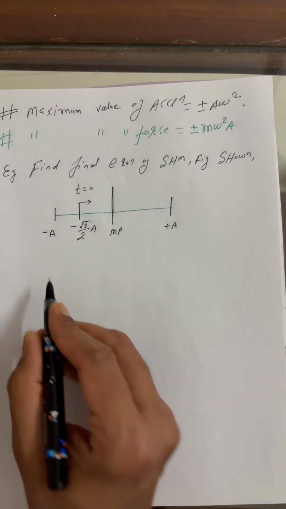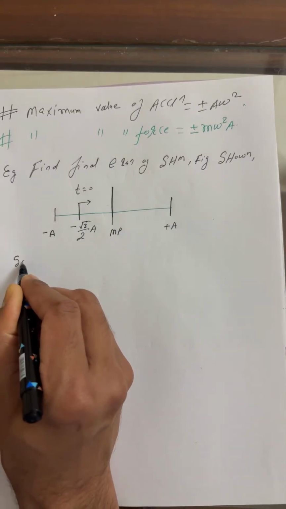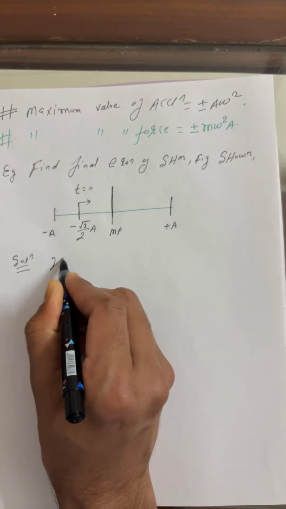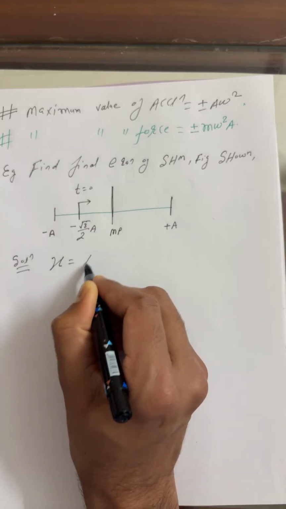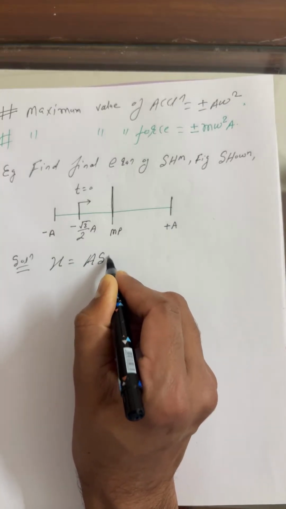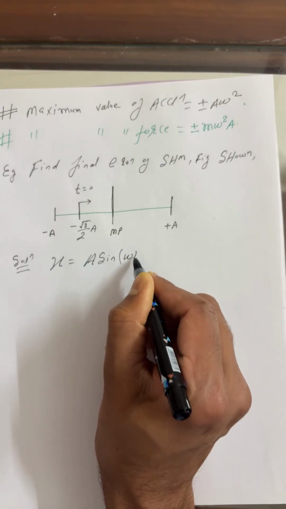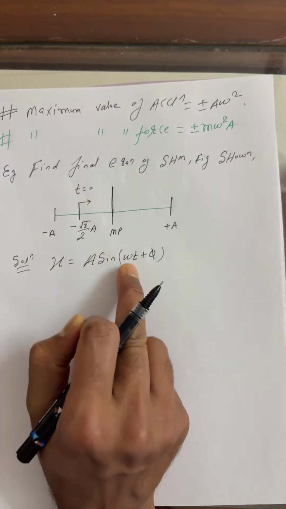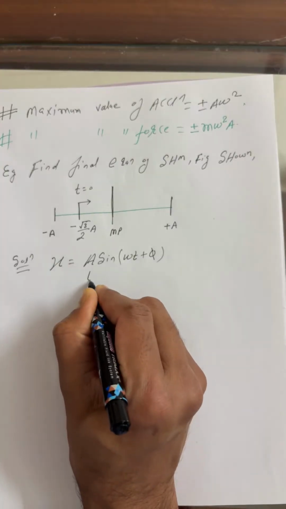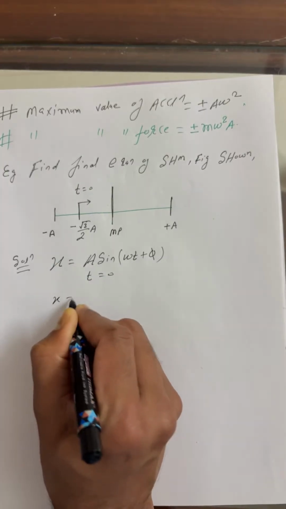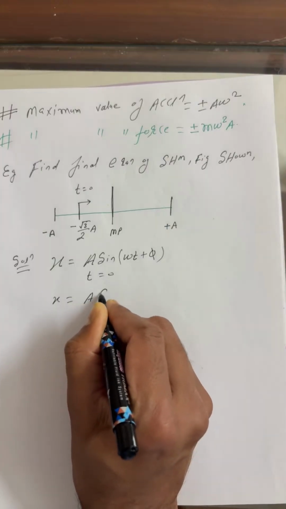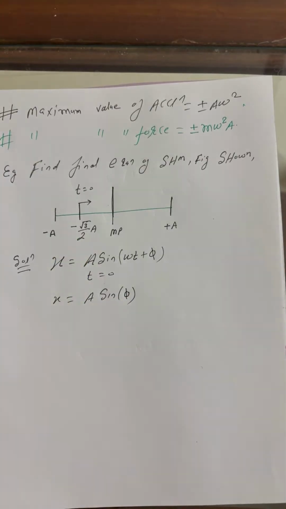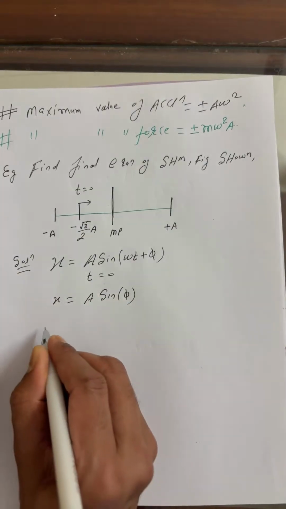Listen carefully for the solution. Simply use the general equation of SHM. So x equals A sin(ωt + φ). Now put t equals 0 in this initial equation. So x equals A sin φ. Now x is already mentioned here for time 0.